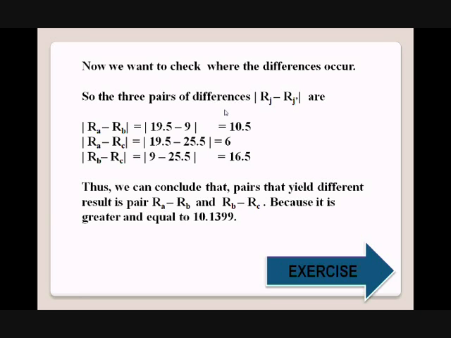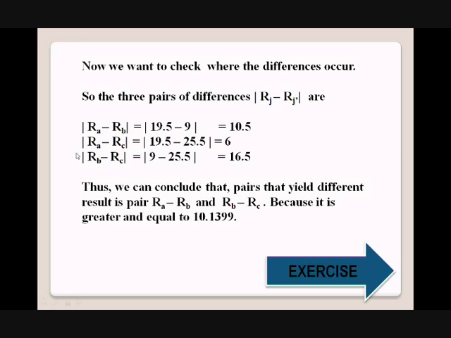Now we want to check where the differences occur. So the three pairs of differences are absolute RA minus RB, absolute RA minus RC, and absolute RB minus RC. For absolute RA minus RB, we get absolute 19.5 minus 9, and we get 10.5. Absolute RA minus RC, we get 6. Absolute RB minus RC, we get 16.5.